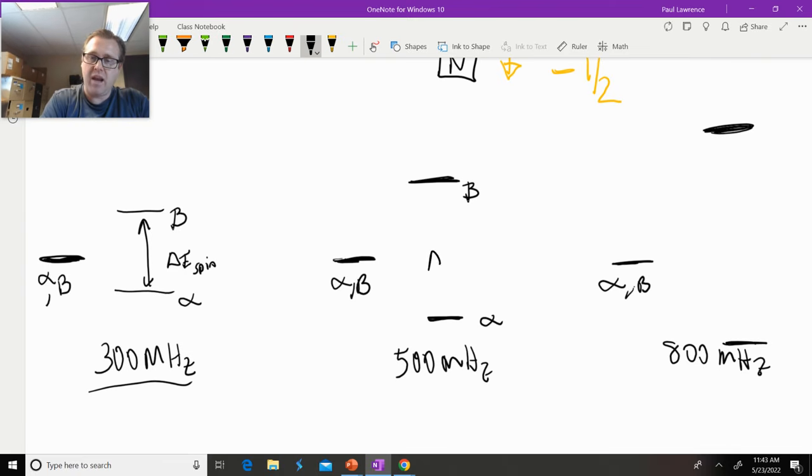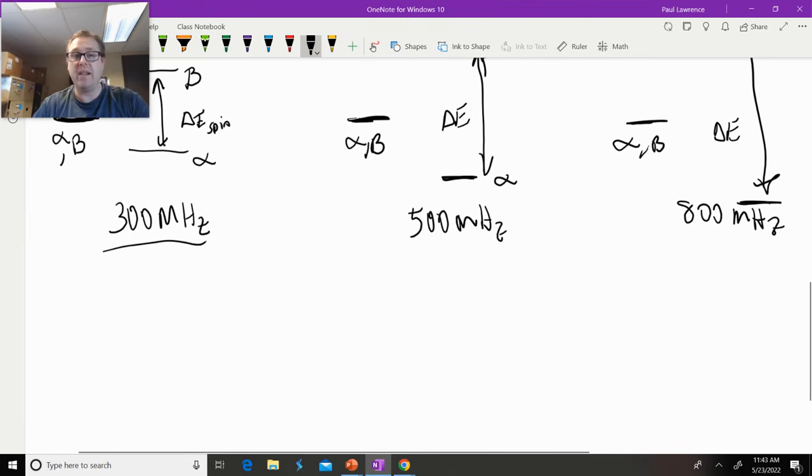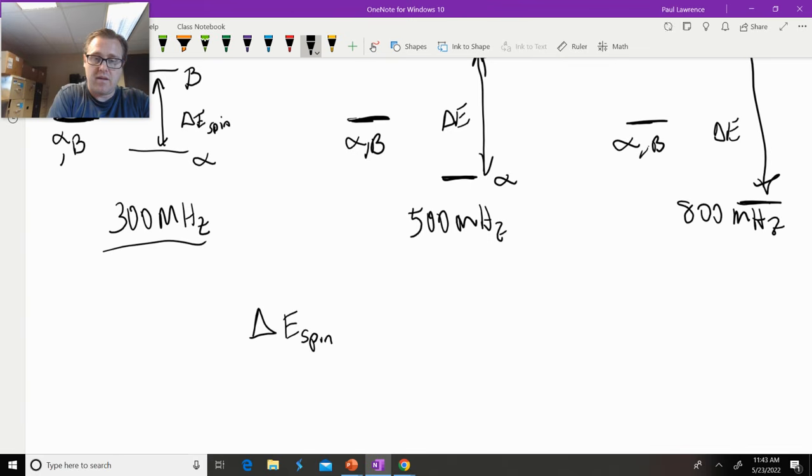So that change in energy is going to be different depending on the strength of the magnet. And so what we have here is a relationship. And that relationship is that the change in energy of the spin is going to be proportional to the external magnetic field.